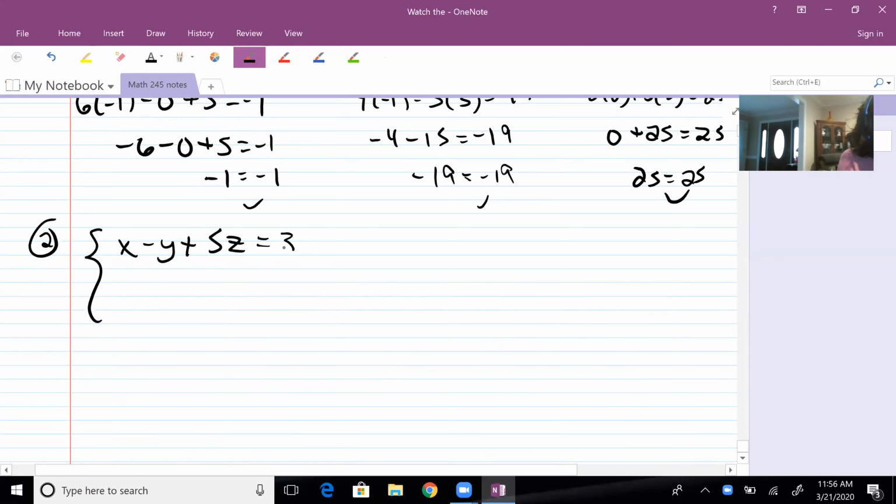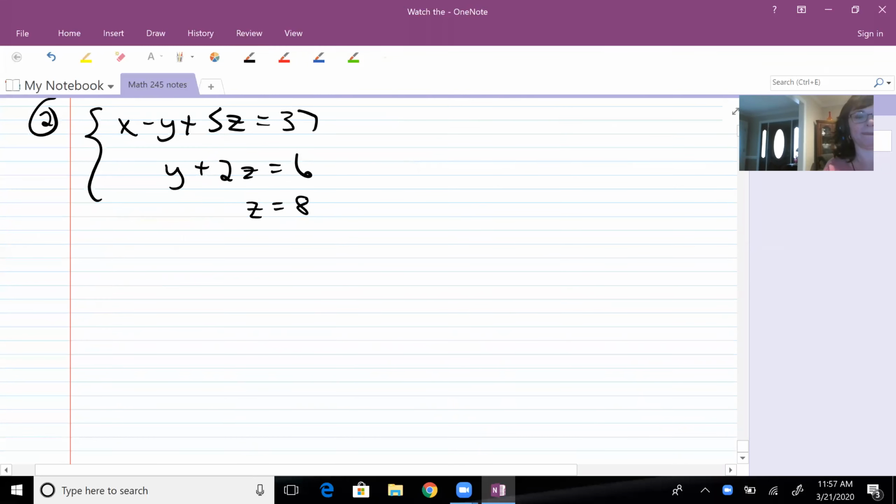So our first equation is going to be x minus y plus 5z equals 37, y plus 2z equals 6, and then z equals 8. Now for this problem, we're going to be able to solve it using what's called back substitution, because we already know what one of the values is for the variable.